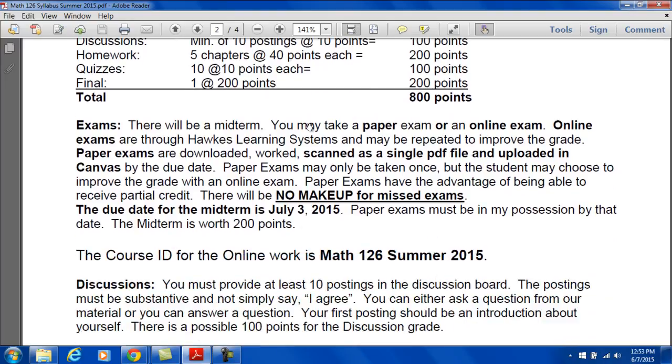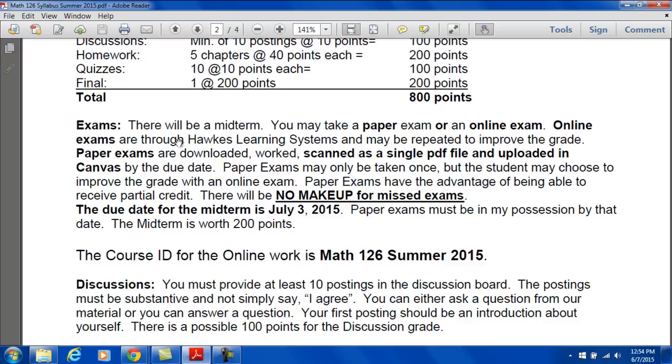So there's going to be a midterm. You may take a paper exam or an online exam. Online exams are through Hawks Learning System and may be repeated to improve the grade. Paper exams are downloaded, worked, scanned as a single PDF file, and uploaded in Canvas. I really don't want 15 pages of JPEG that I have to reorient, resize, and put into a Word file. That's really got to be on you.